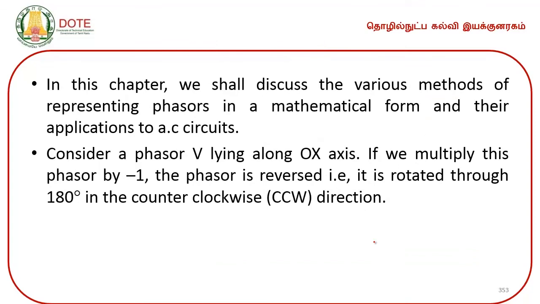So, we can consider a phasor V lying along the OX axis. So, this is the phasor V, it is in the axis OX. If you multiply this phasor by -1, the phasor is reversed, that is, it becomes minus V. In other words, it is equivalent to rotating this V phasor in the other direction, which will yield minus V, that is, 180 degrees in the counterclockwise direction. Suppose it is rotated in the other way, that is equivalent of this.